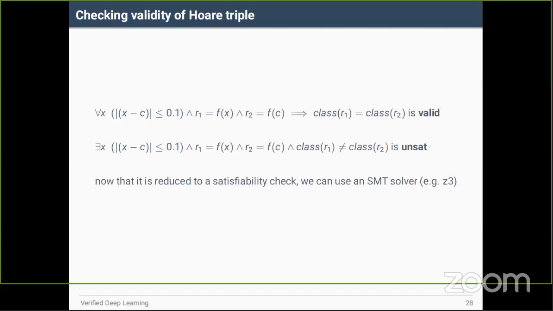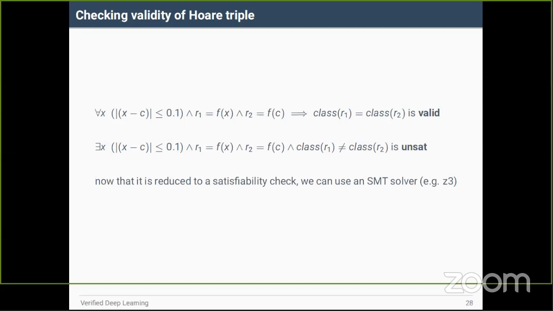So how have I negated it? The for all becomes there exists, and you have the antecedent and the negation of the consequent. Here I have class R1 is not equal to class R2. If you read it, it reads: does there exist an x such that x does not differ from c by more than 10%, and R1 is the value that the network f gives over x, R2 is the value that the network f gives over c, but R1 and R2 get classified differently. You want to ask whether there exists such an x.